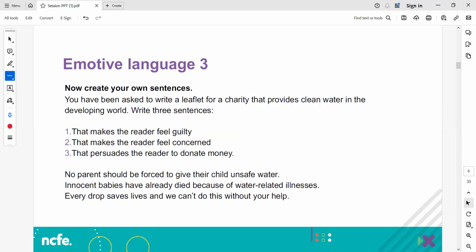Okay, so now I want you to think about writing some yourself. You've been asked to write a leaflet for a charity that provides clean water in the developing world. Write 3 sentences. 1 that makes the reader feel guilty. 2 that makes the reader feel concerned. And 3 that persuades the reader to donate money.